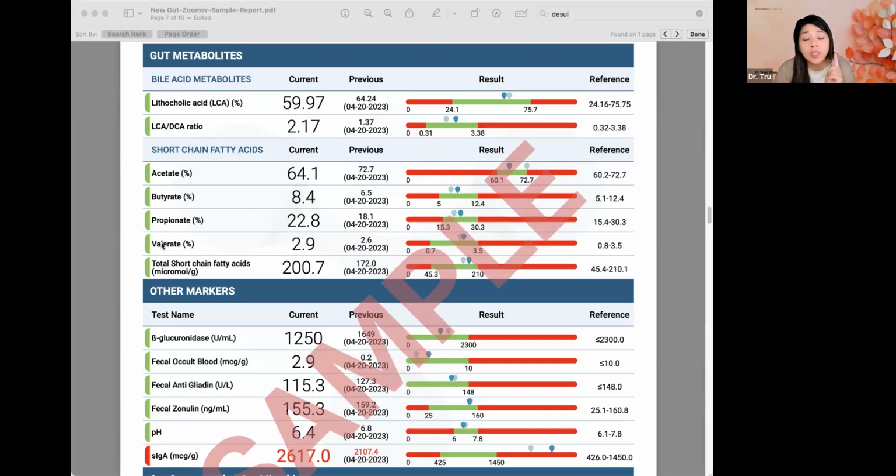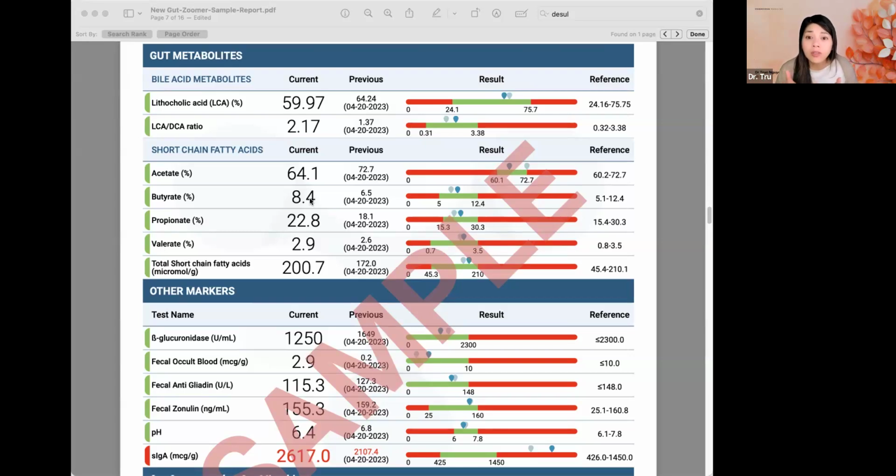But butyrate has been studied and has been shown to be the most important short chain fatty acid in the gut because it regulates our immune system. It recruits Treg cells, which are the immune cells that have a lot of control over inflammation and reactivity to what's going on in the gut.